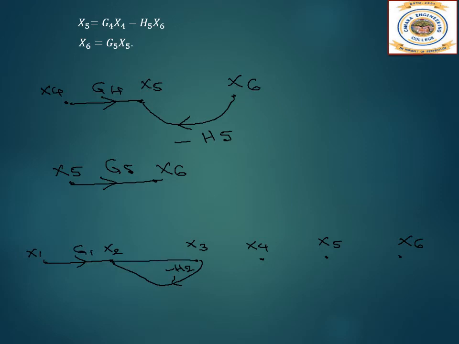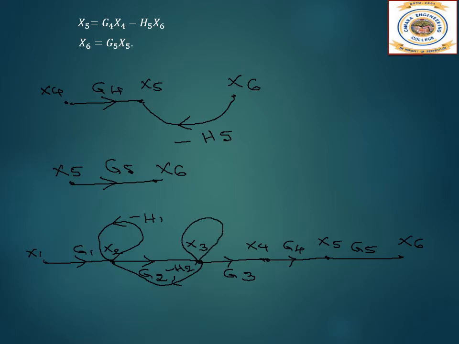x2 to x3, the straightforward path. Let me write, this is g2. x3 to x4 we have g3. x4 to x5 we have g4. x5 to x6 we have g5. Now let us connect all the feedback loops. At x2 we have one self loop, so this is minus h1, and at x3 also we have one more self loop, minus h3.